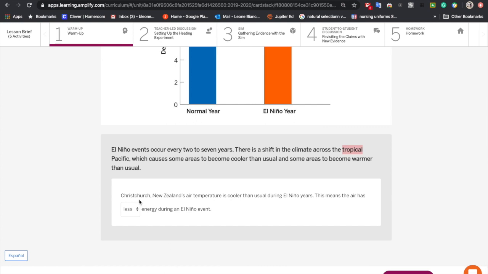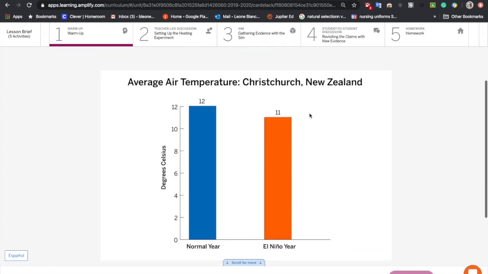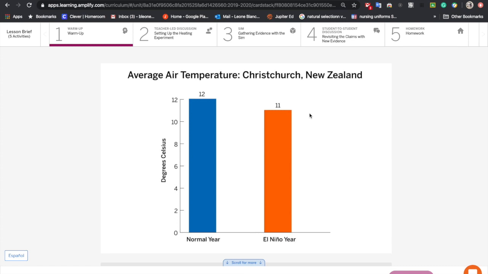So if Christchurch, New Zealand air temperature is cooler than usual during El Nino years, this means the air has either more or less energy during an El Nino event. So key point here is that we're looking at the temperature going down, right? So temperature itself is a type of energy. It's thermal energy. Well, it's a measurement of thermal energy. And if there's more energy, that means it's hotter. If there's less energy, it's cooler.